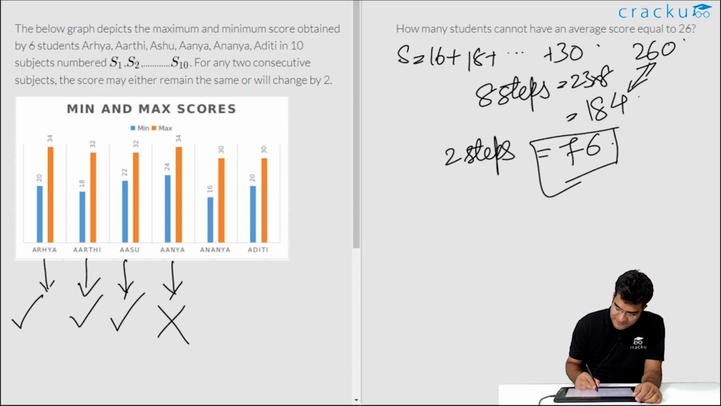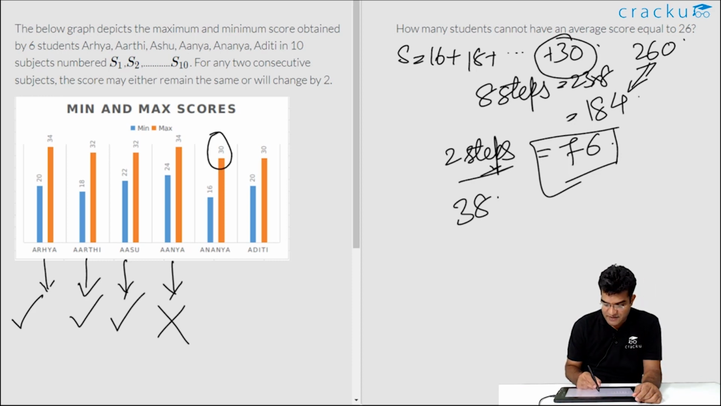This also is not possible because the average needed in these 2 will be 38, but the maximum that she scored is 30. So we can't have 2 steps totaling, that is the marks in 2 subjects totaling 76, when the maximum that she scored is 30. So even in case of Ananya, the average score of 26 is not possible.